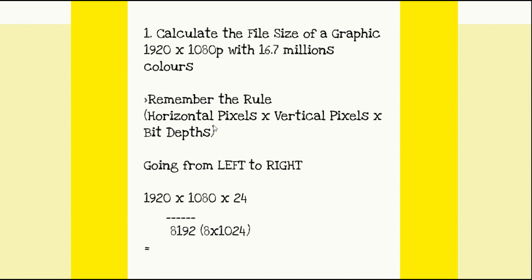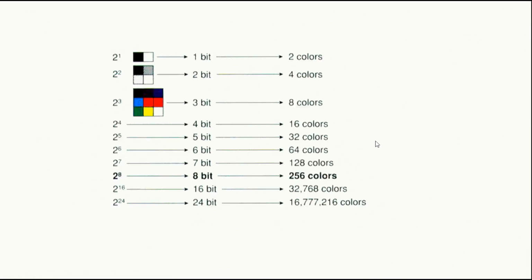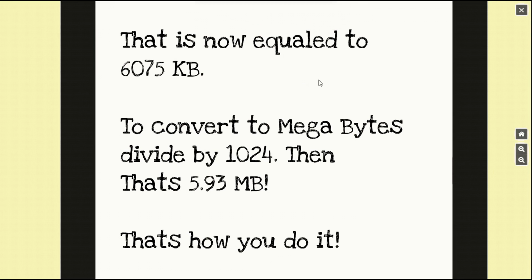Alright, so from left to right: horizontal 1920, vertical 1080, bit depth 24, divided by 8192. So we're applying the rule, so that's basically 8 times 1024. Alright, so let's go to the answer. Final answer: that is now equal to 6075 kilobytes.